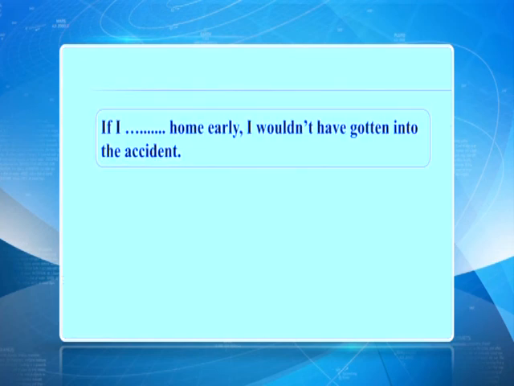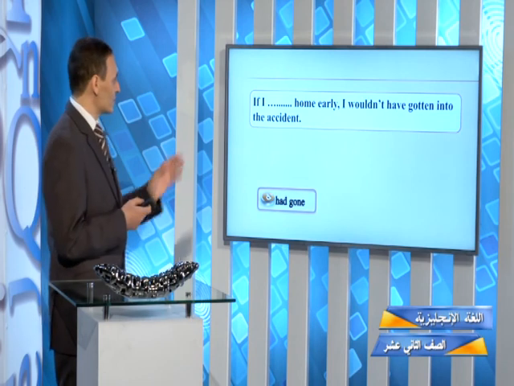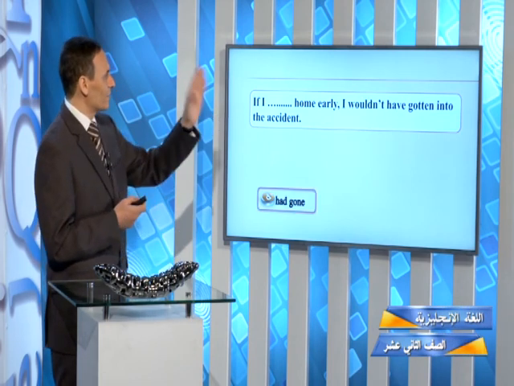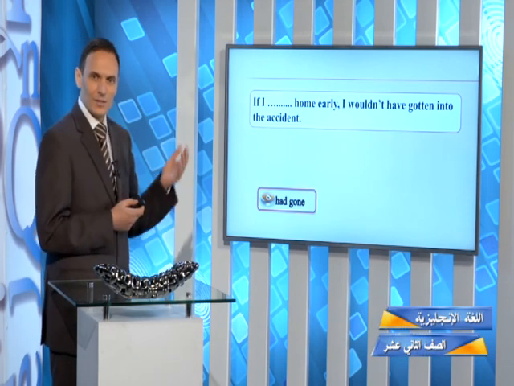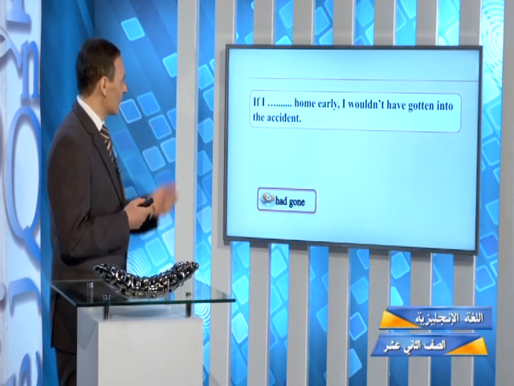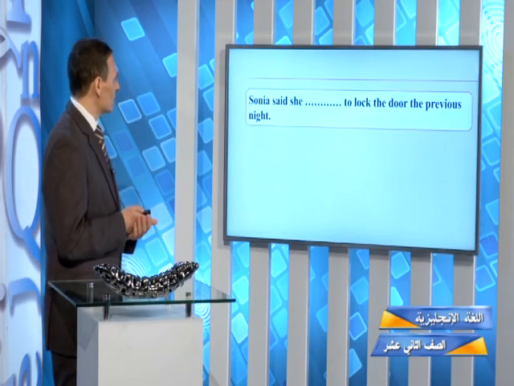Next sentence. If I ___ home early, I wouldn't have gotten into the accident. And the options are went, have gone, I'm going, and had gone. The right answer is had gone. It's straightforward. As long as in the main clause there is would have plus past participle, you should use the past perfect in the subordinate clause. Okay, so if I had gone home early, I wouldn't have gotten into the accident.